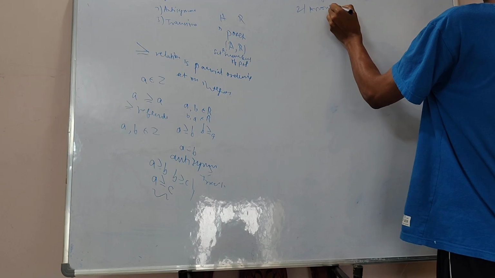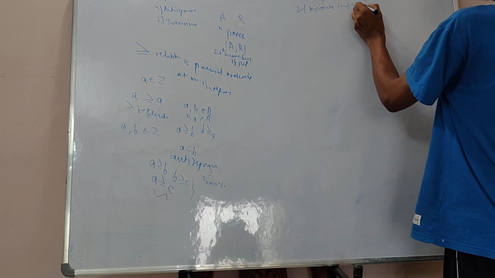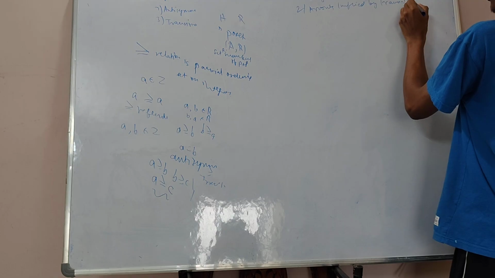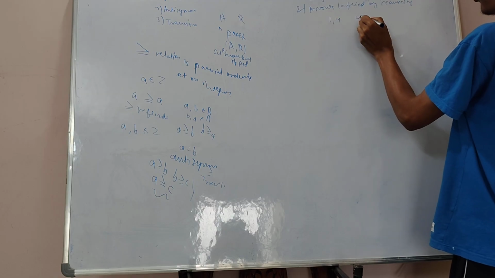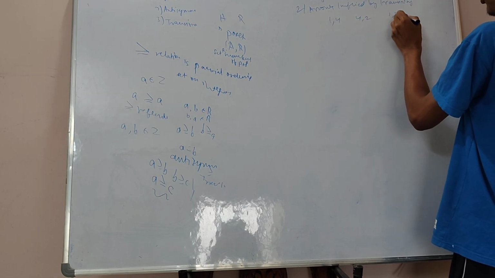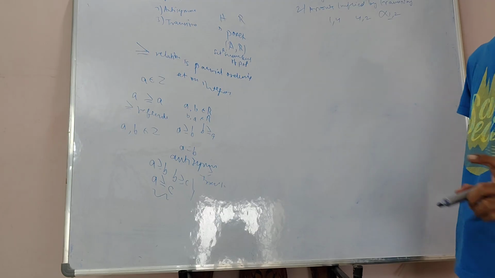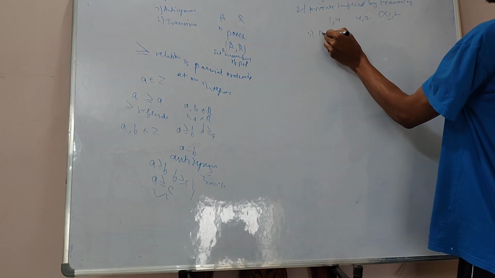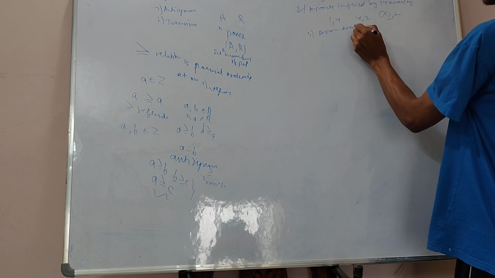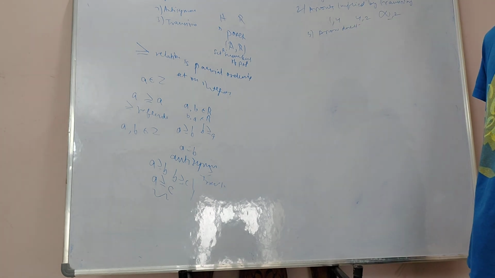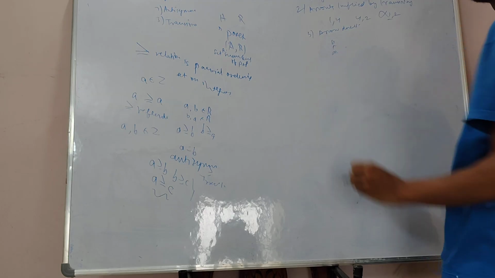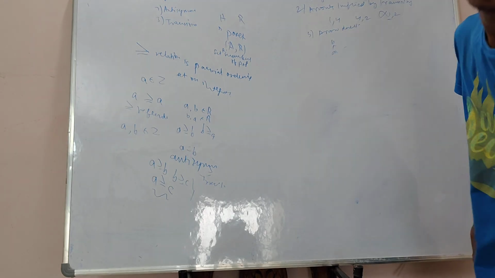Arrows implied by transitivity: suppose I have (1, 4) and (4, 2), so I don't have to make an arrow for (1, 2). And then remove all arrow directions. So if a is below b, there is no need of making an arrow.